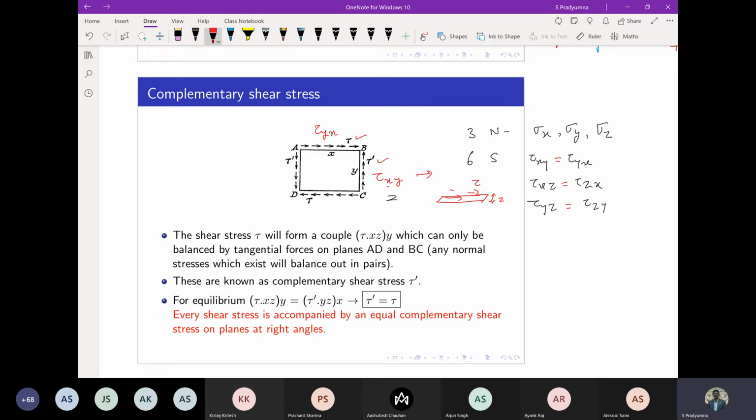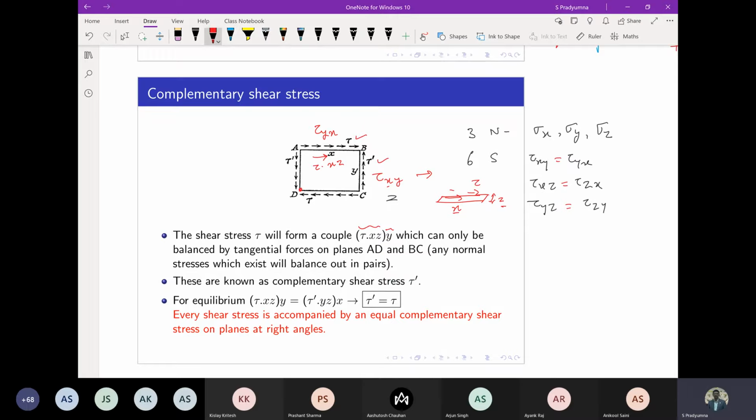This is tau. So this is x. The force on this will be tau into x into z. This is the force into y. I am considering the moment from here. So this is tau into x into z, and that force is acting at y. So this is the couple or the moment it acts about point D.